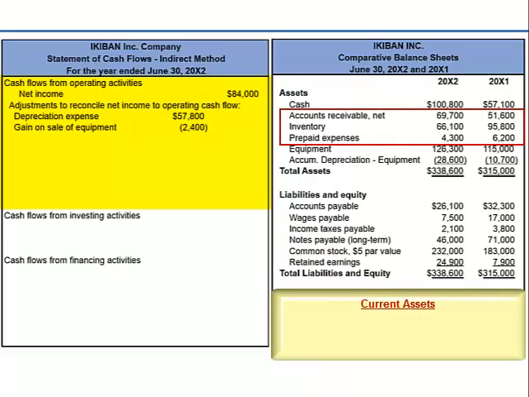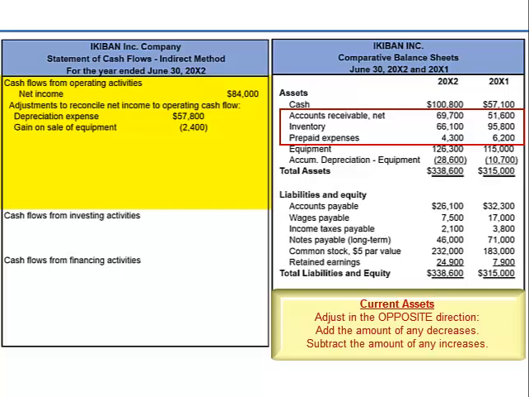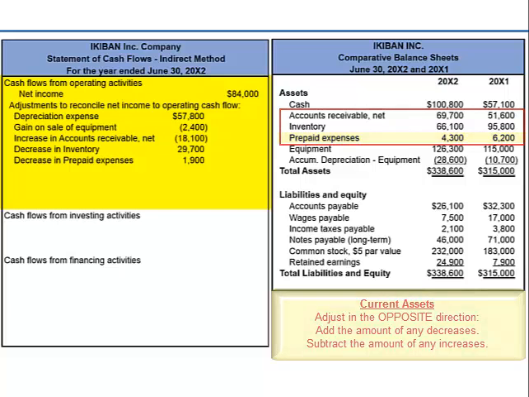We adjust for the change in current assets in the opposite direction, adding in the amount of any decreases and subtracting the amount of any increases. Accounts receivable increased. We subtract the amount of the increase, $18,100. The balance in inventory decreased. We add the amount of the decrease, $29,700. Prepaid expenses also decreased. We add the amount of the decrease, $1,900.